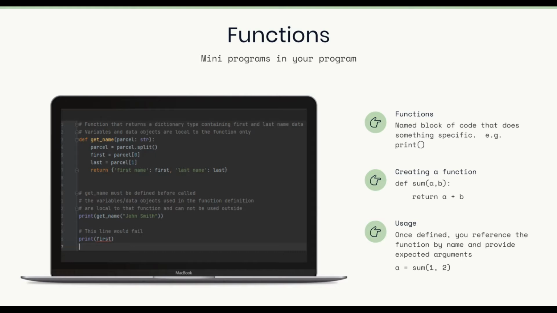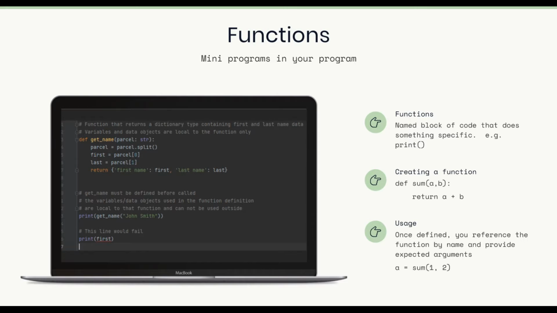Now that function is just an example. We won't need the sum function because we could just do a plus b without a function call. Usage: once defined, you reference the function by name and provide the expected arguments. So this bullet references the function in the previous bullet. We put the value of a equal to the sum of the arguments 1, 2. So that should give us a value of 3.